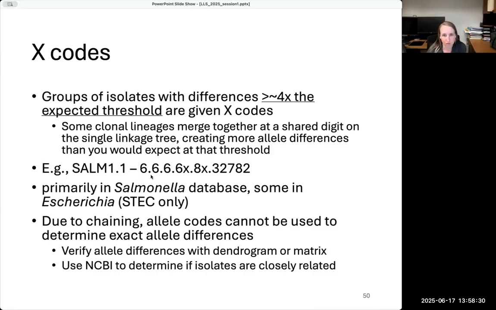So here's an example of an X code. You see it's just an X after the digits in the allele code. This is mostly in the Salmonella database. So Salmonella is where you'll see a lot of X codes, and then sometimes with the STEC. Because of this, you cannot use the allele codes to determine the exact allele differences. So you would want to verify the allele differences with a dendrogram or a matrix, or you can use NCBI to look at whether the isolates are closely related.